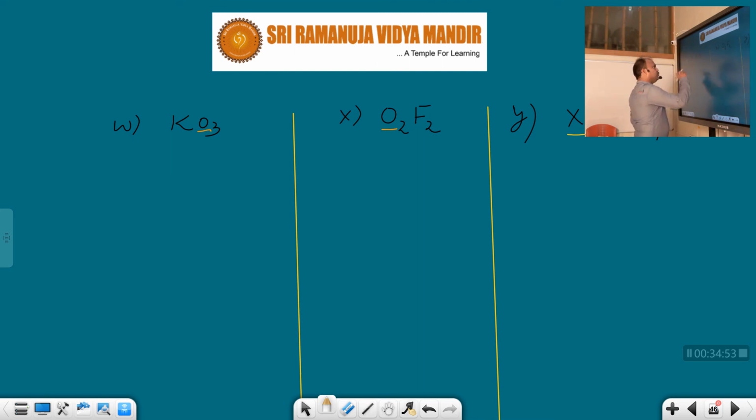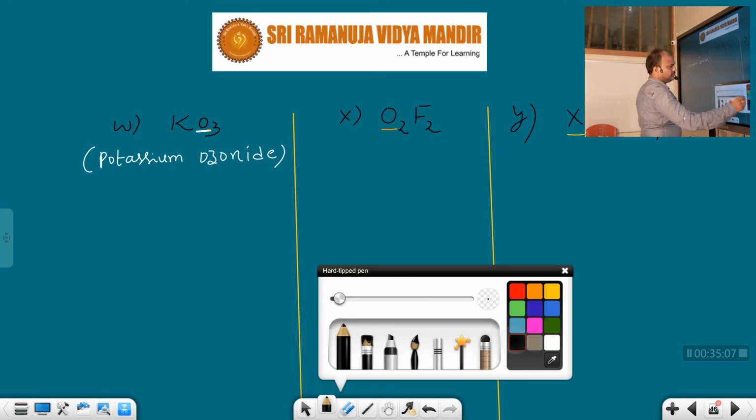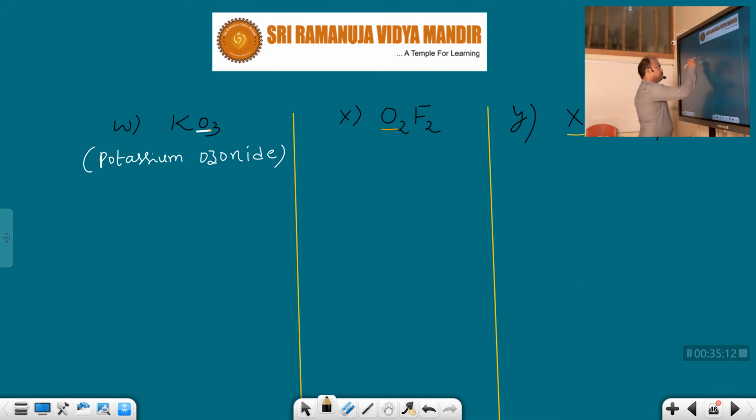After that, potassium ozonide. In this potassium ozonide, we have to find the oxidation number of which one? Oxygen. Given the underline with respect to oxygen, we have to find the oxidation number of oxygen. You know very well how many potassiums are there in KO3. Only one potassium. So 1 potassium, 3 oxygens, equal to 0. Potassium means alkali metal, first group elements always exhibit plus 1. Oxygen we don't know.